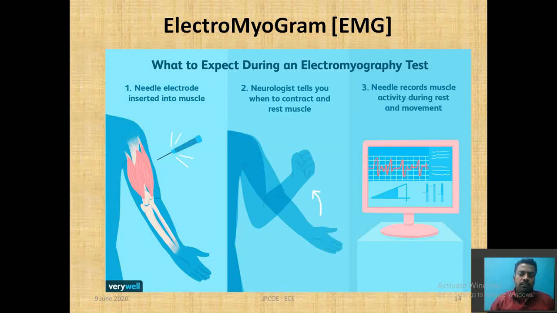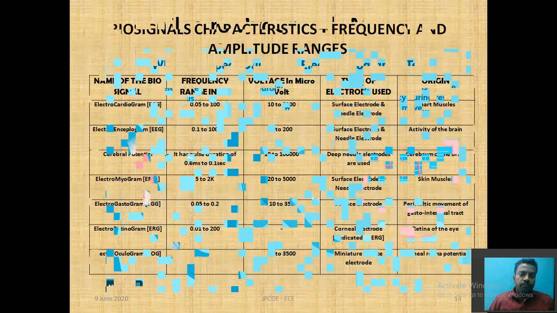The electrode is placed in one place and another electrode is placed at some distance. Then the signal is passed from one electrode to the other. According to the reception of the signal, the muscle activity is measured. So this is the electromyogram.